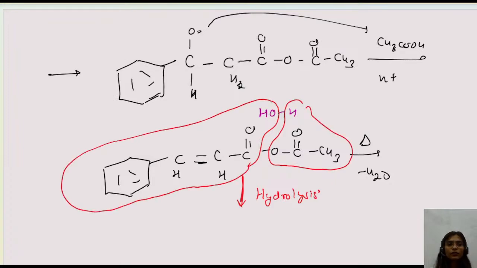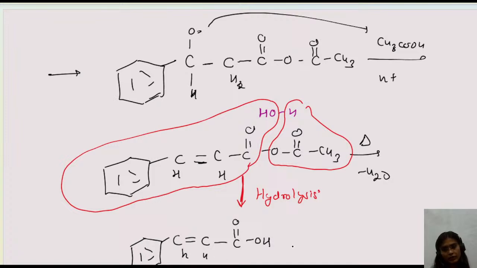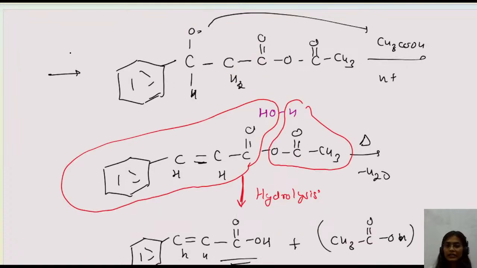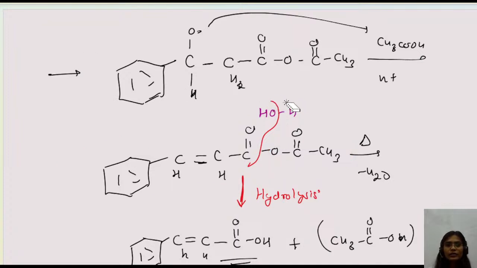Let me draw the final structure here. The final product is the benzene, carbon double bond CH and CH, and then this is a CO and OH. This is cinnamic acid, plus CH3COOH, and this is all for the Perkin reaction. So let's go back again: formation of enolate ion, nucleophilic attack, and then heating, or you can say the hydrolysis step. After heating or hydrolysis we get this, and if you undergo hydrolysis further, the ester is going to convert into the acid.